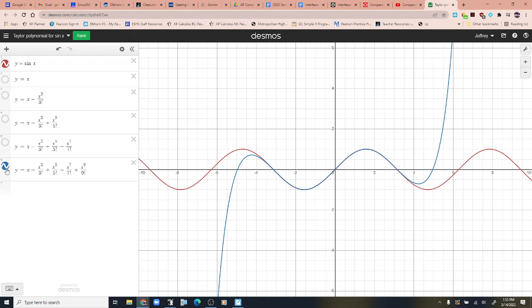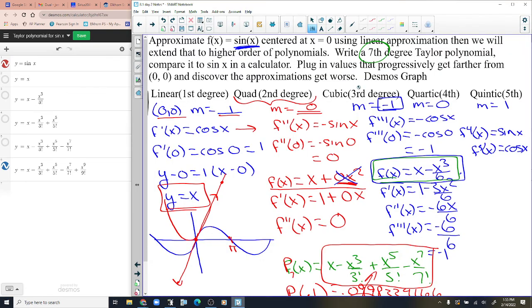That's what an x to the 9th does. It eventually shoots straight up. Imagine using that to estimate over here at 10 radians. Forget it. You're going to have to add on a lot more terms. But I think that's pretty cool. The interval of convergence for sine is infinity. It will converge infinitely as long as you keep adding on more terms.